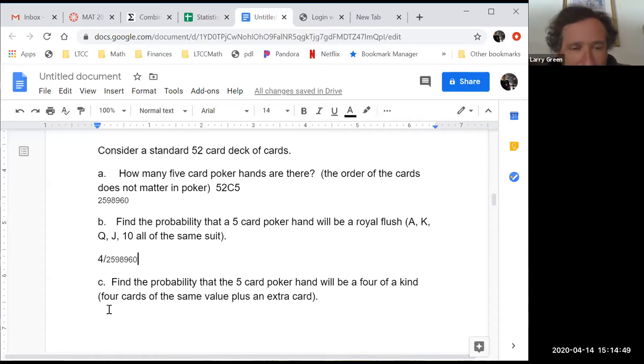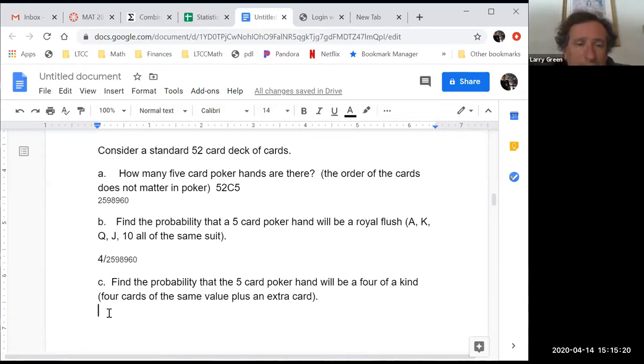Okay. On the other hand, how about getting a 4 of a kind? Is that less likely or more likely? Well, how do you get a 4 of a kind? What's the denominator first? What's the denominator? Yeah, it's the same denominator. There's no given here. Okay, so the denominator is still going to be 2,598,960. And now we're going to get the numerator.